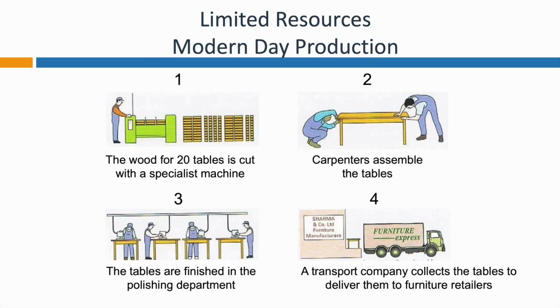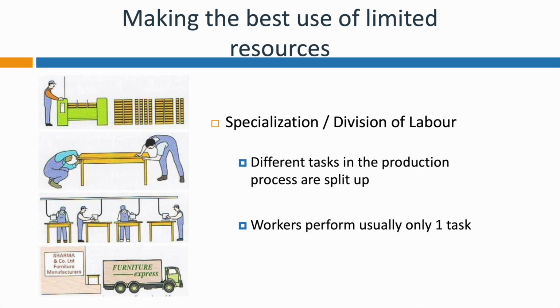Now, in the modern world, each of the stages of the production process is split up and people specialize. First of all, they divide the labor up and then they specialize in one specific task. There's going to be one person using a specialist machine and just cutting wood. Then carpenters would assemble the table. Then there would be a special department for polishing tables. And then you might even hire a different company, a transportation company, to collect the tables and deliver them to the furniture retailers. This is called division of labor.